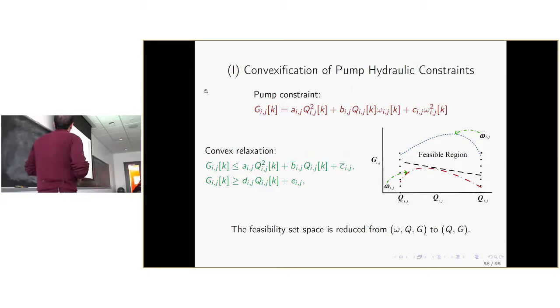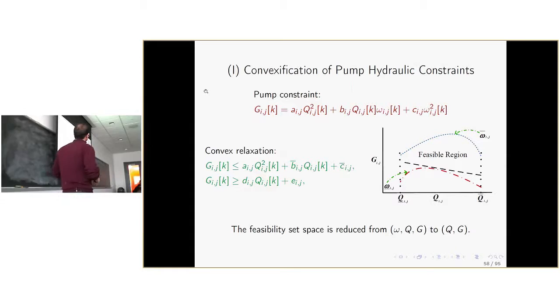Okay, let's go faster. Now, the convex relaxation of the pump hydraulic constraints. Okay, we have a quadratic equality constraint. So, the first thing I'm going to do, I'm going to move from the space of speed, flow rate, and gain to the space of only flow rate and head gain. We can show that there is a one-to-one map between these two spaces. So we just work on the space of flow rate and gain.